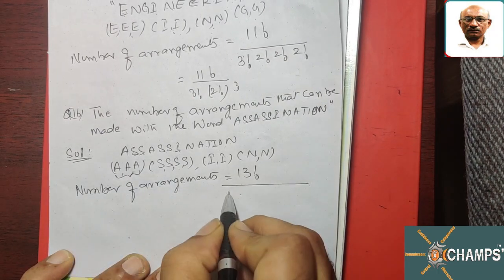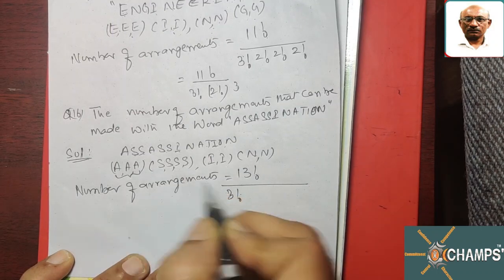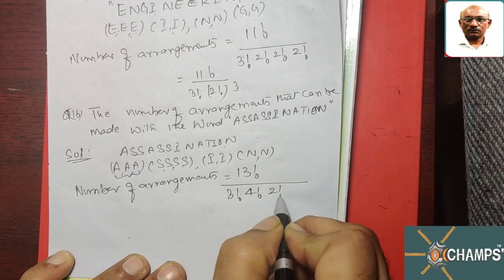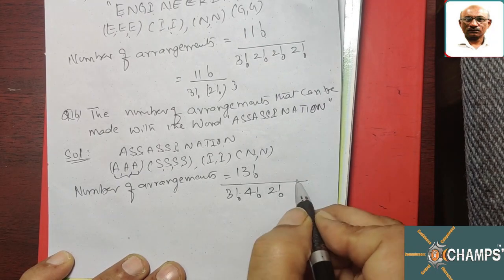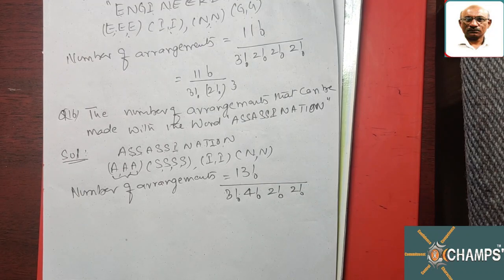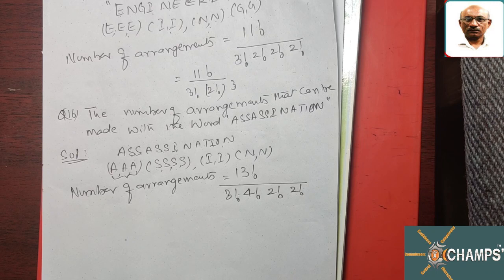A is repeated 3 times, so 3 factorial. S is repeated 4 times, 4 factorial. I is repeated 2 times, 2 factorial. N is repeated 2 times, so 2 factorial. Answer is what? 13 factorial divided by 2 factorial into 2 factorial into 3 factorial into 4 factorial. This is the answer.